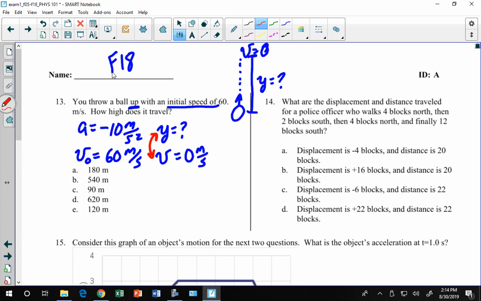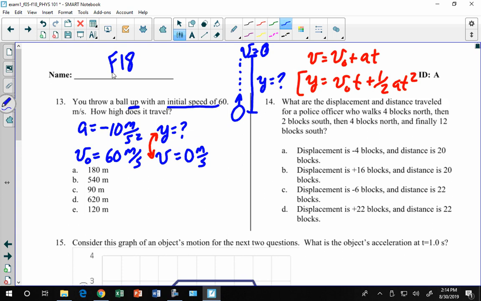Now, I like to write my equations over here. V equals V0 plus AT. You'll have a bubble form on your test. I recommend that you write down the few equations that we'll have on that bubble form, so you'll have your own little equation sheet as you go through the test. And then y is equal to V0 t plus 1/2 AT squared. So I'm looking for y.